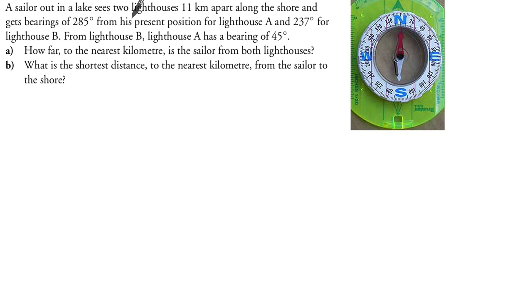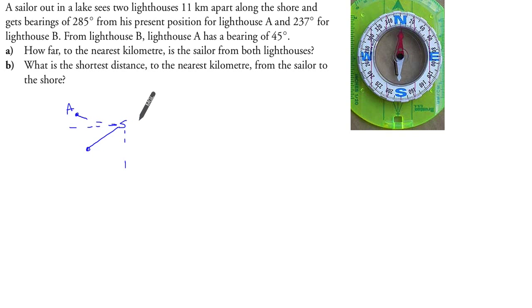Okay, so it says here 285 from where the sailor is. So 285, so this is 0, this is 180, 270, 270 is here, 285, so 15 up this way. This is where A is. Okay, and 237 for lighthouse B. So this is 180, right? This is 275. 38 degrees.